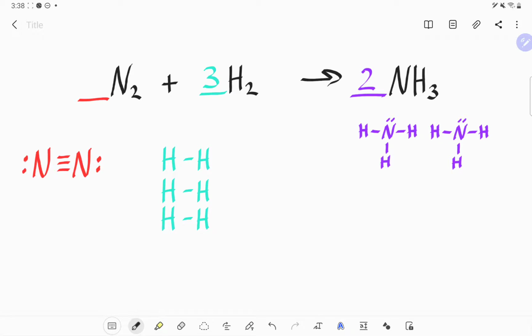In this video, I want to describe what a coefficient is in a balanced chemical equation. So we have a balanced chemical equation, and either you balanced it yourself or maybe it was given to you already balanced, and we want to know what the heck these numbers in front of the molecules represent.